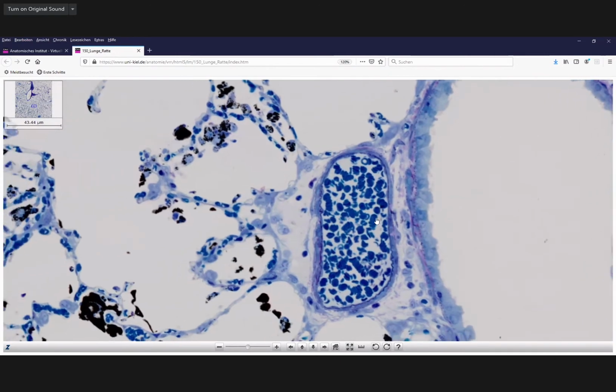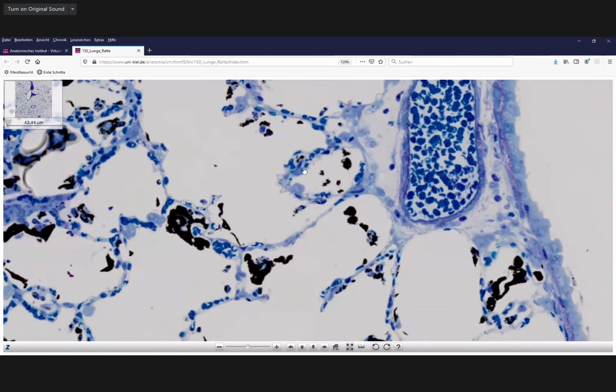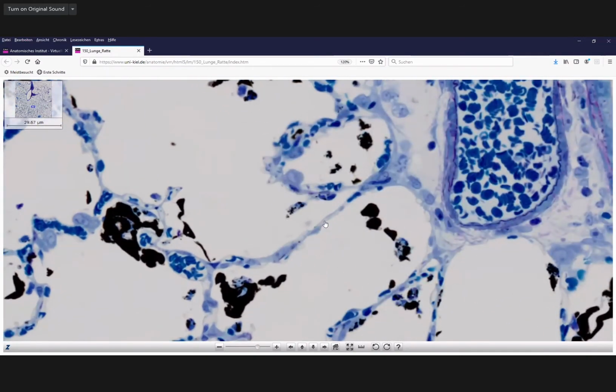And when we go further to the side, we now see all these alveoli. We can see the interalveolar septa. And now that we know how red blood cells look, and we go into these walls here, you can see here are red blood cells in a capillary.